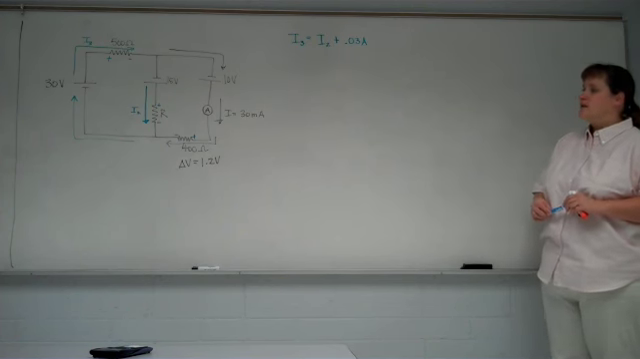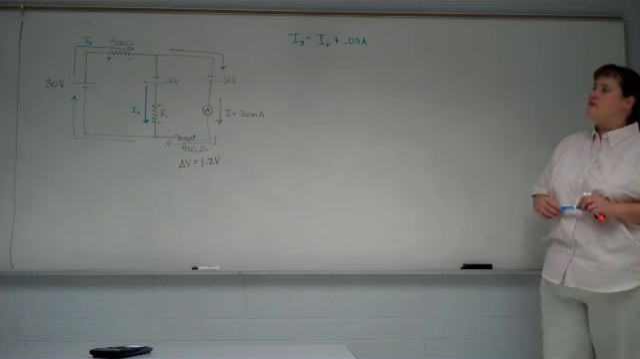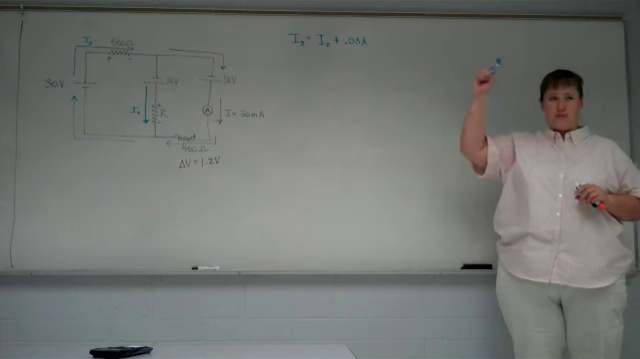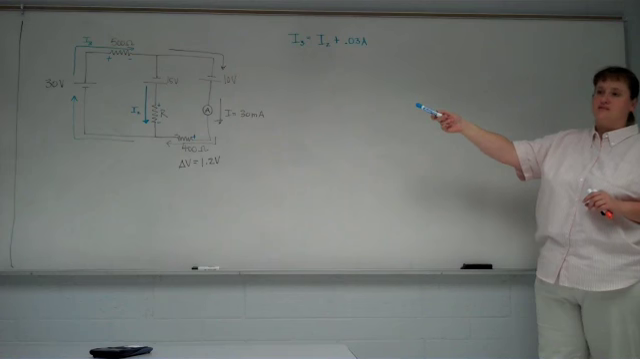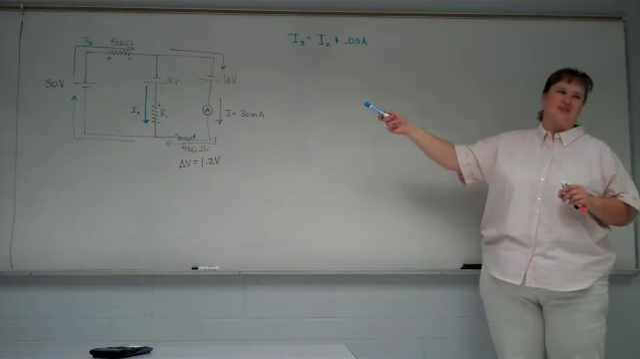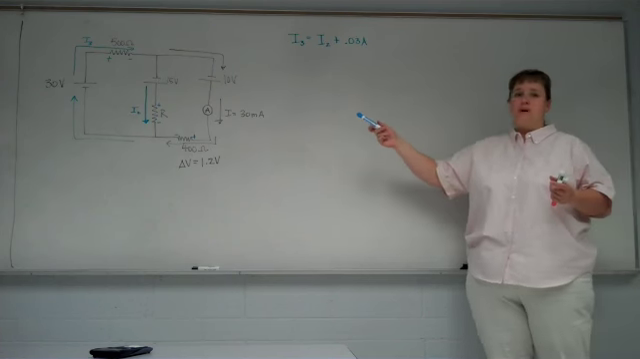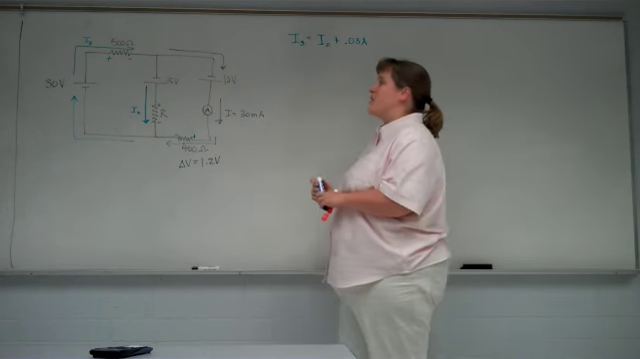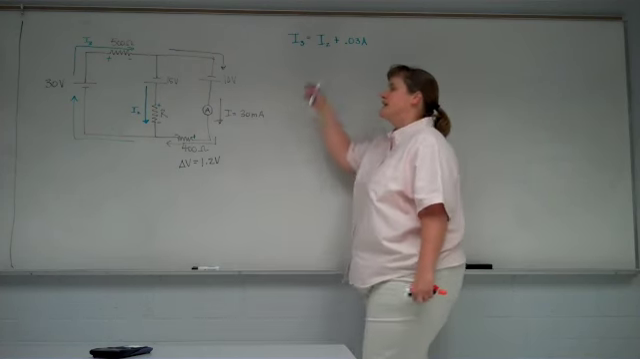Okay. Loop rules. We need at least two. I am going to suggest doing the outside loop, so going around the perimeter of the whole thing. That way we're going to miss that unknown resistor. Well, we're going to have to go through the middle resistor in order to find out what the resistance is. But for right now, let's skip it. You can start wherever you want. Start in the top right-hand corner and go down.